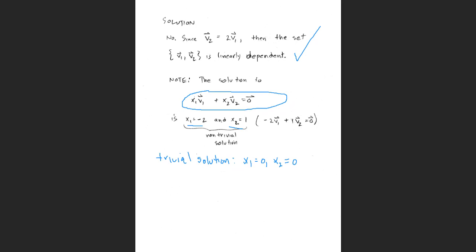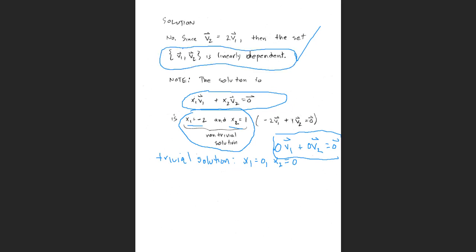It's called a trivial solution because that's true for any collection of vectors. 0 times v1 plus 0 times v2 will equal the 0 vector. That's trivial. But we have a non-trivial solution as well. And because we have a non-trivial solution, that implies that the set of vectors, v1 and v2, are linearly dependent.